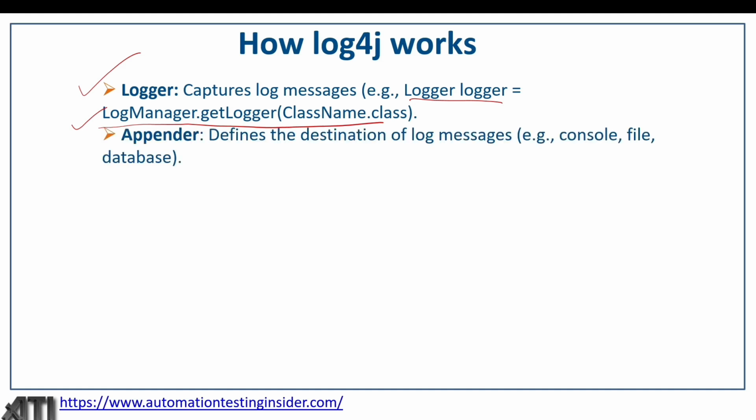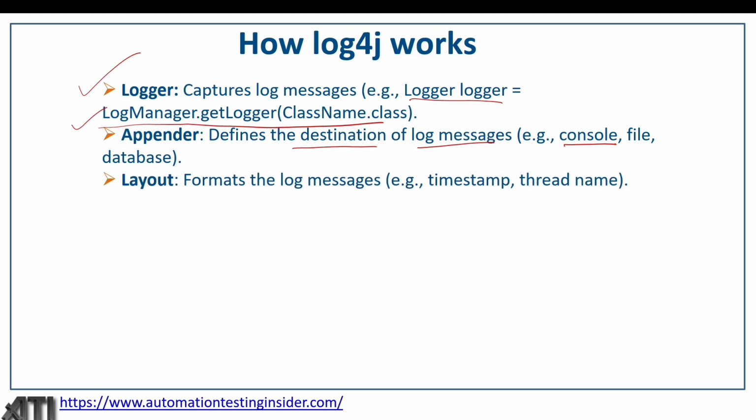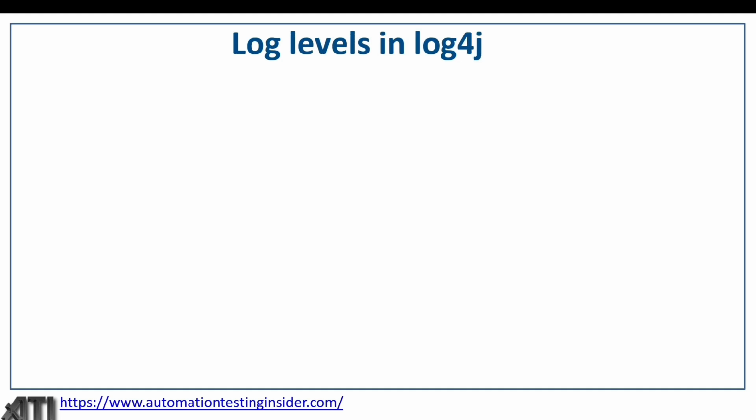Another one is the appender, which defines the destination of log messages, like where we need to write, like console, file, database or anywhere. Then there is the layout, which means the format of the log messages. In the XML I'll show you the different categories. The logger is for the logging mechanism, where we create the object and use those methods, and then there are the appender and the layout. So there are three different components in Log4j.